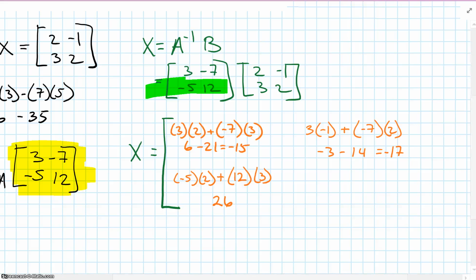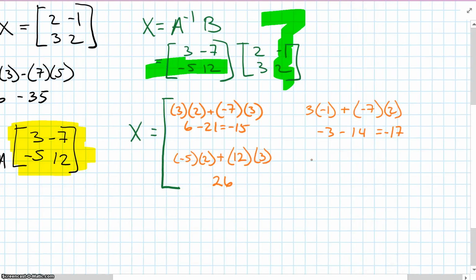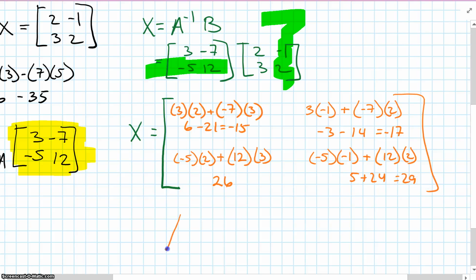Second row, second column. Negative 5 times negative 1 plus 12 times 2. So that's going to be 5 plus 24, which is going to be 29. So our new matrix X is negative 15, negative 17, 26, 29.